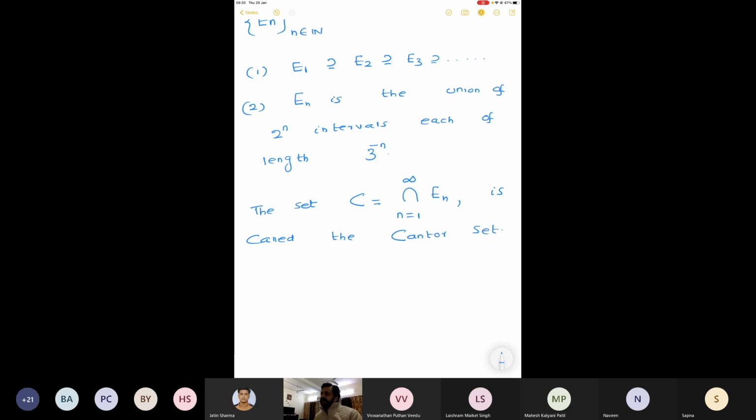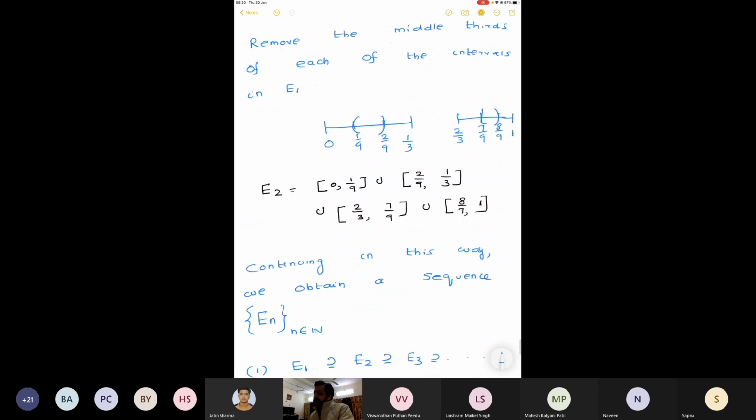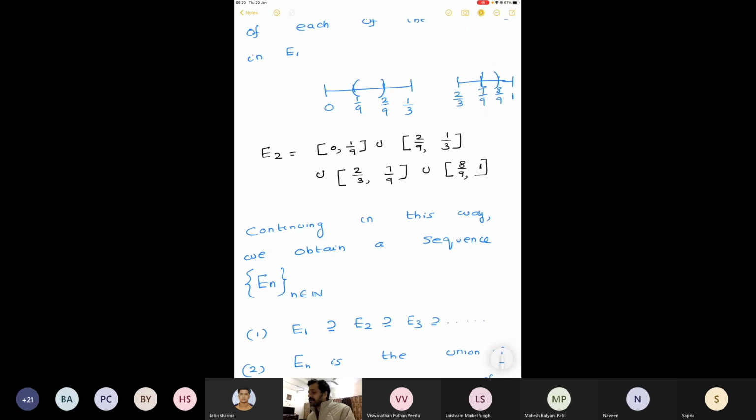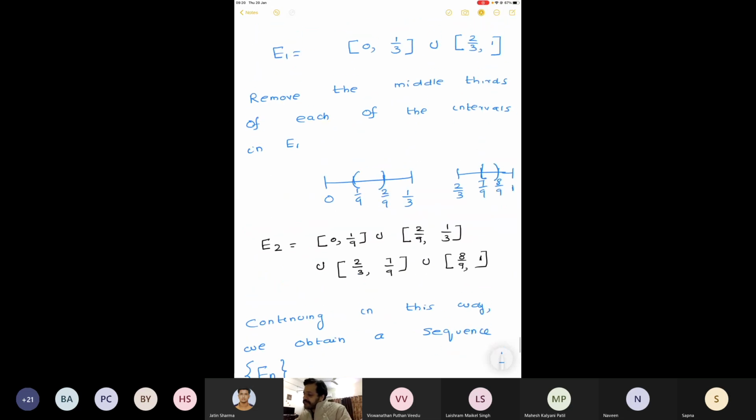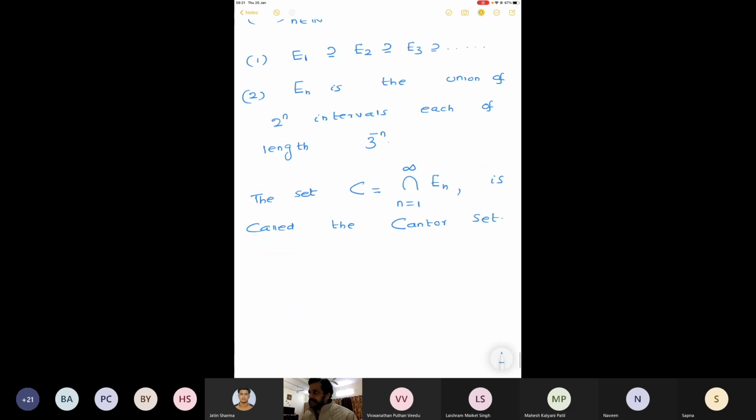And you might have seen several properties of this Cantor set. The first property that comes to mind is whether the Cantor set has any points, because you are removing so many things. Yes, of course, all the endpoints of the intervals will be in the Cantor set because you are not removing them. So 0, 1 by 3, 1 by 9, all these will be points in C.